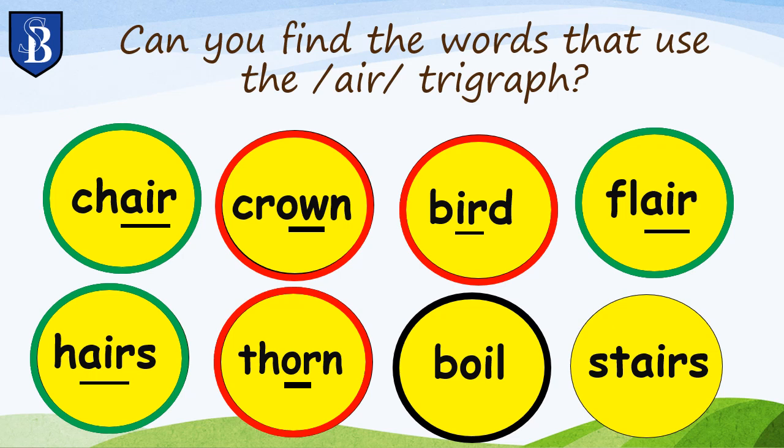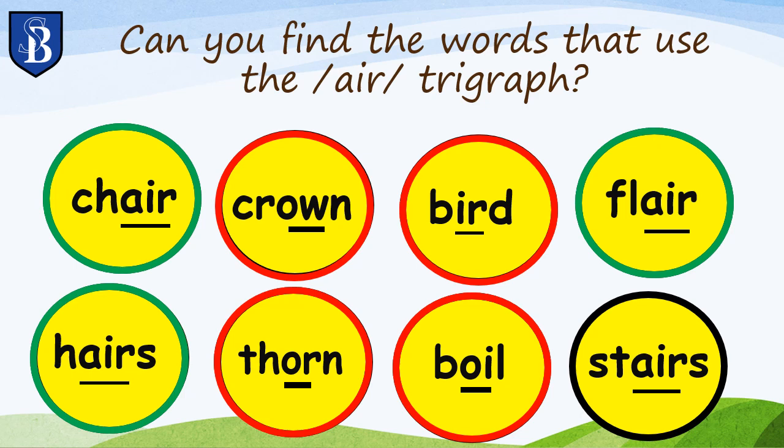How about this word? No, no air trigraph there either. Just the oi digraph in the middle. Boil. And finally, what about this word? It has 6 letters. Are 3 of them A, I and R? Yes, they are. The word is stairs and it does use the air trigraph. Well done if you were able to find those words at home. How many words use the air trigraph? 1, 2, 3, 4. Yes, there were 4 words that used it and 1, 2, 3, 4 words that didn't.